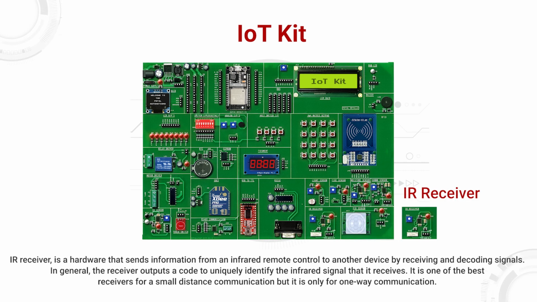An IR receiver is hardware that sends information from an infrared remote control to another device by receiving and decoding signals. In general, the receiver outputs a code to uniquely identify the infrared signal that it receives. It is one of the best receivers for small distance communication, but it is only for one-way communication.